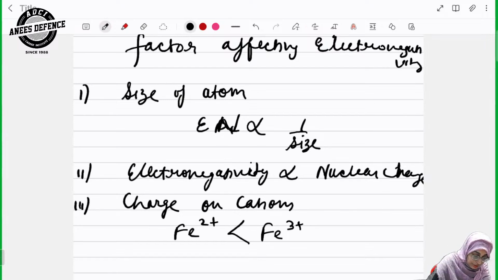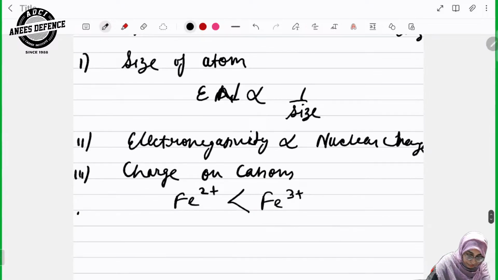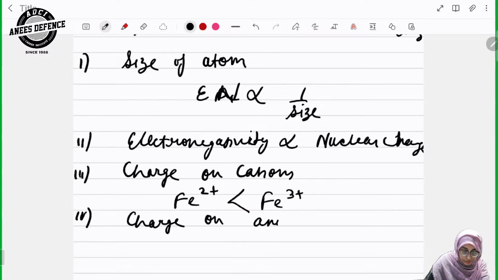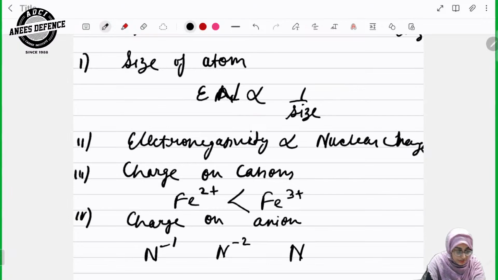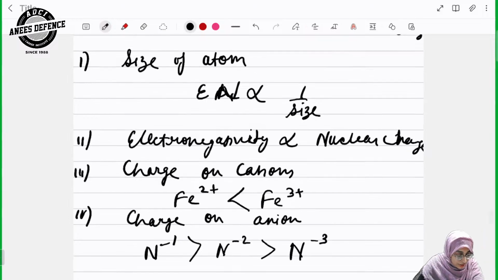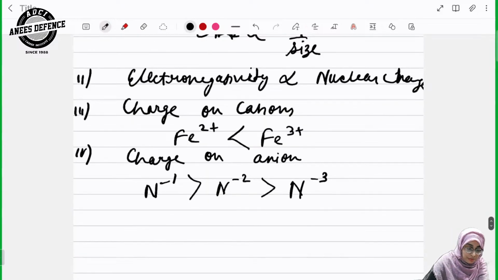And it is the reverse case with anions. The charge on anions, like minus 1, minus 2, and minus 3. The reverse case means electronegativity decreases as the charge on the anion increases, because with more charge on the anion, it can attract fewer electrons.